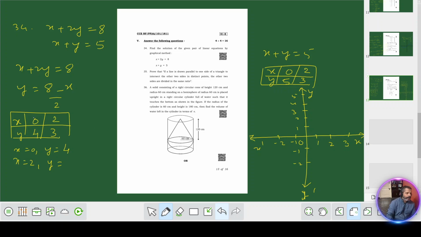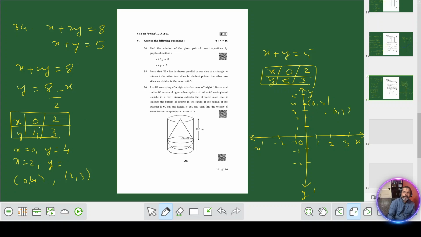Coming to the first equation, x is 0 and y is 4. So, how you have to mark is 0, 4 as one point, and 2, 3 as another point. 0, 4 comes here. Please, after marking the point, you write its coordinates as well. 2, 3.